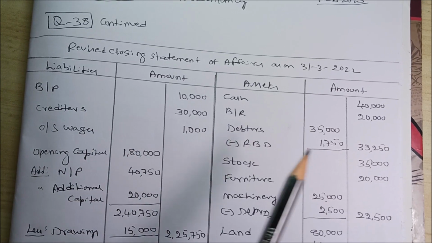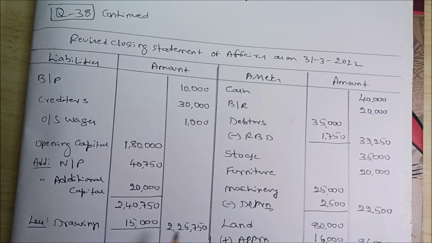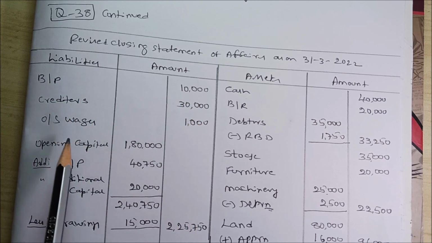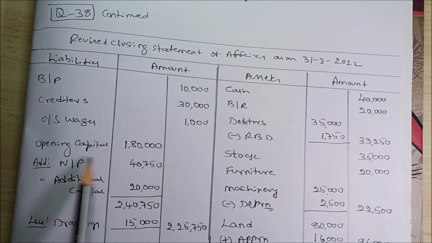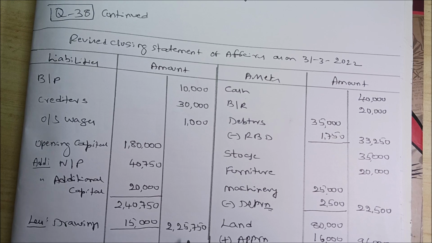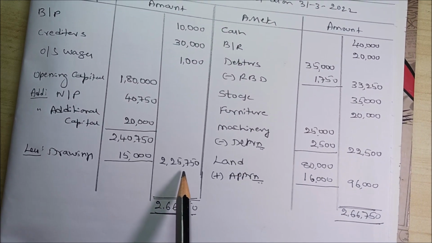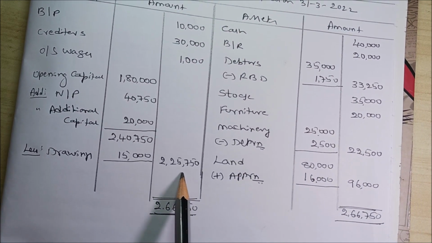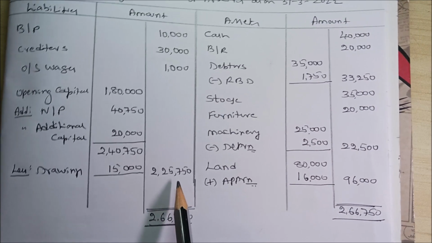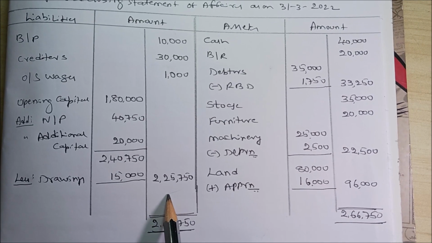Liabilities amount, assets amount. Bills payable 10,000, creditors 30,000, outstanding wages 1,000, opening capital 1,80,000, add net profit 40,750, add additional capital 20,000, less drawings 15,000, then the capital is 2,25,750 balance. I have written capital in the last. Why? Because it is not a balance sheet, it is called a statement of affairs. In the statement of affairs, always capital will be written in the last.